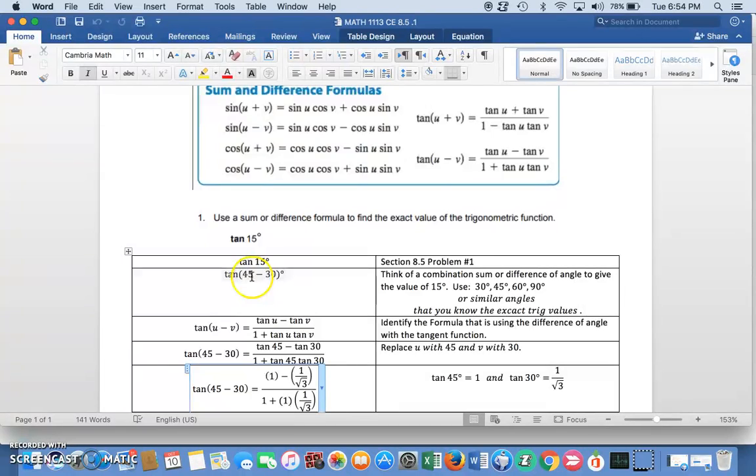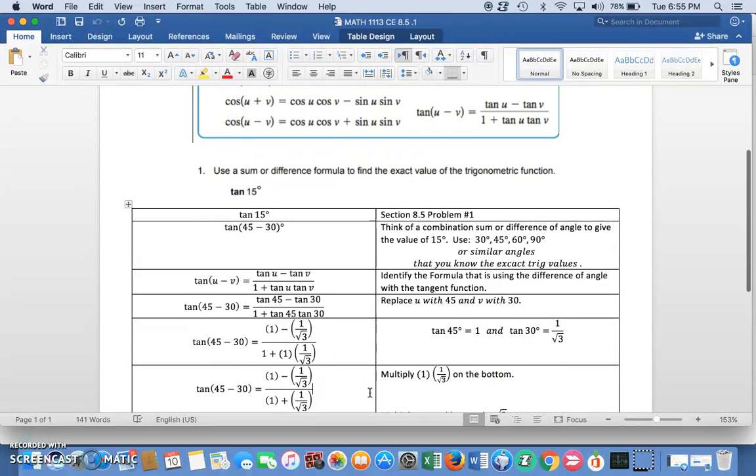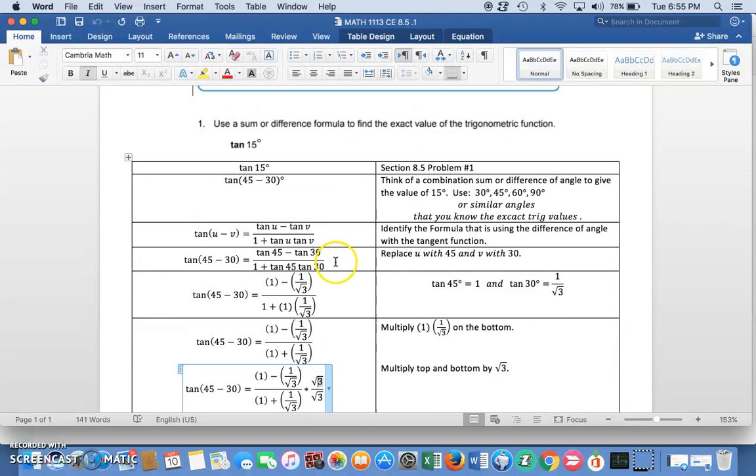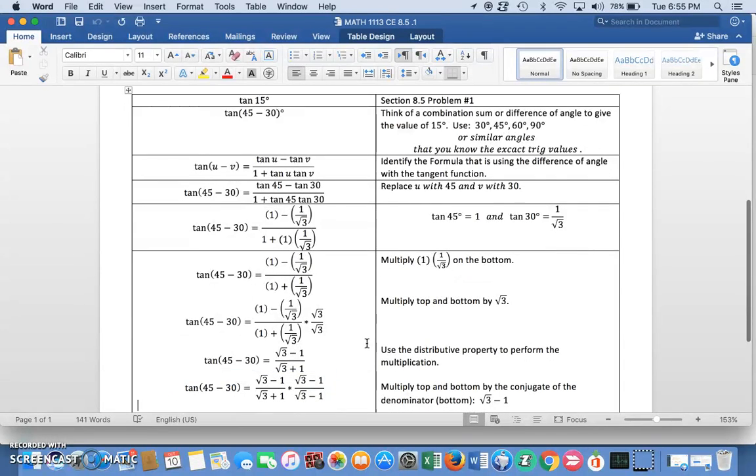So here we're letting U be 45 and V be 30. So tangent of 45 minus the tangent of 30 over 1 plus tangent 45 tangent 30. The tangent of 45 is 1 and the tangent of 30 is 1 over the square root of 3. So you plug those in, clean that up just a little bit, and then you will want to multiply the top and the bottom over here by the square root of 3.